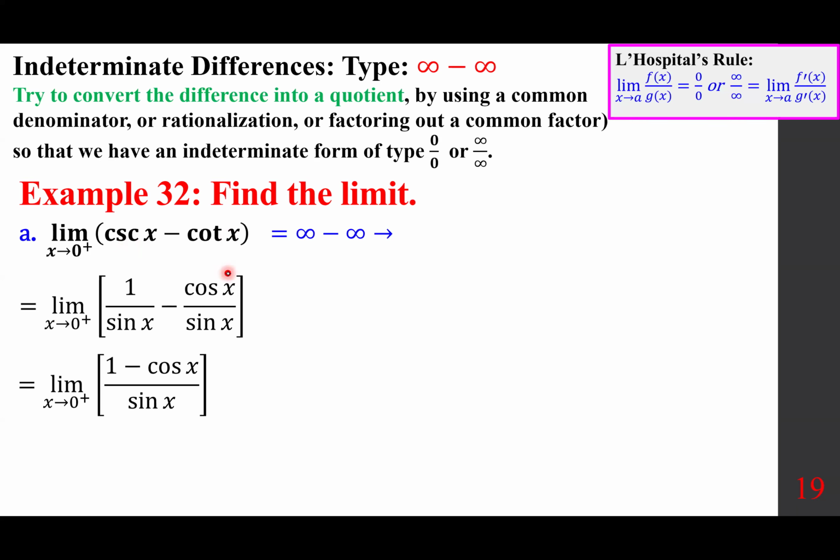Now, if I plug in 0, 1 minus cosine of 0 is 1. So I get 1 minus 1 is 0. Sine of 0 is 0. I get 0 over 0. So I'm going to use L'Hopital's rule. Now, the limit as x approaches 0 from the right, 1 goes away. Minus cosine, the derivative is positive sine, and the derivative of sine is positive cosine. And so this is 0, this is 1, 0 over 1 is 0.